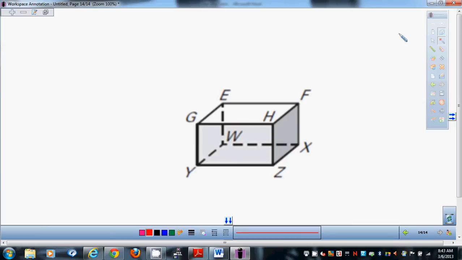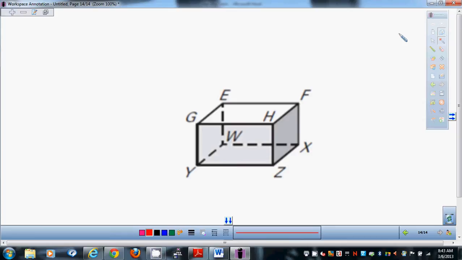EW would be one, or FX. Very good. Let's see. It might also say, where do lines EF and XF intersect? Where do lines EF and XF intersect each other? At F. Yeah, you'll be able to tell because they'll share the common letter.